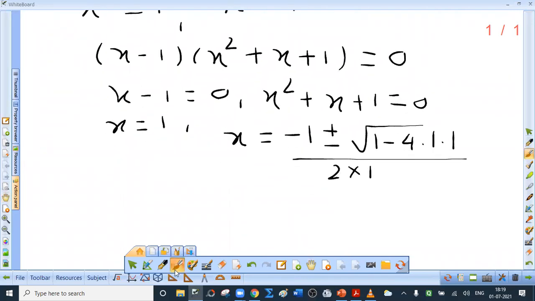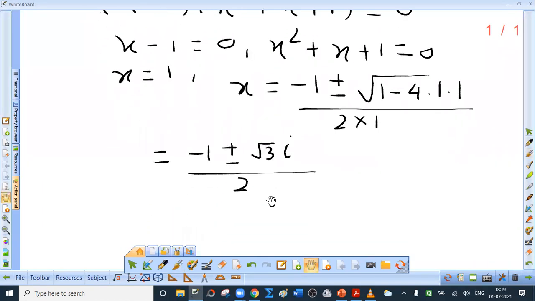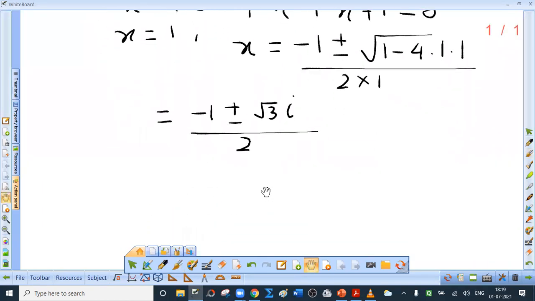Now I simplify this further. Minus 1 plus minus, now it is root of minus 3. What is root of minus 3? It is root 3 into root minus 1. But root minus 1 is i, that is the imaginary unit. Okay. So these are the two roots of which equation? x square plus x plus 1 equal to 0.